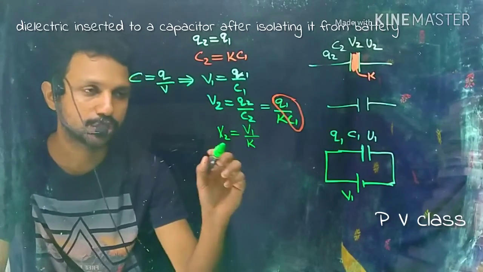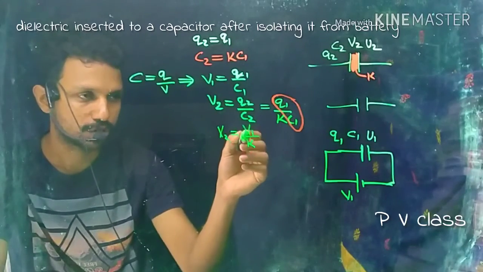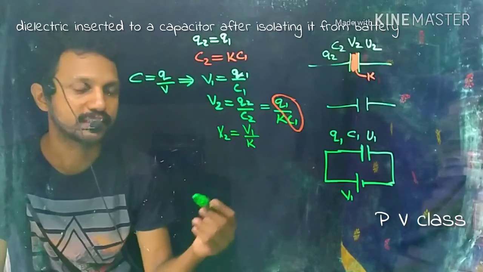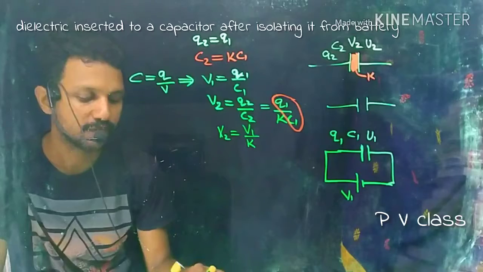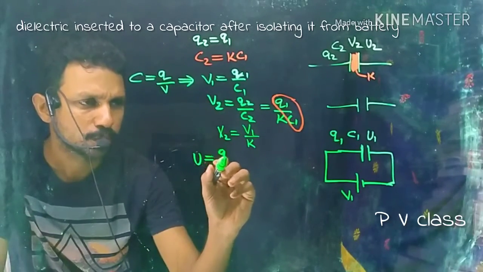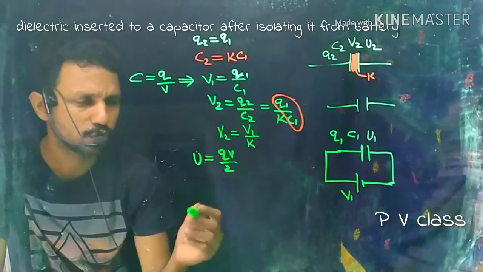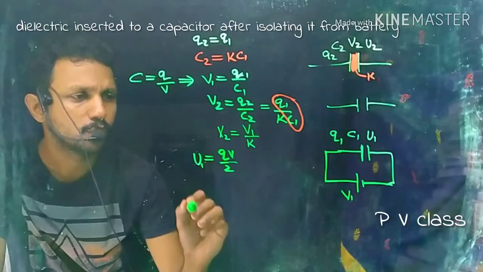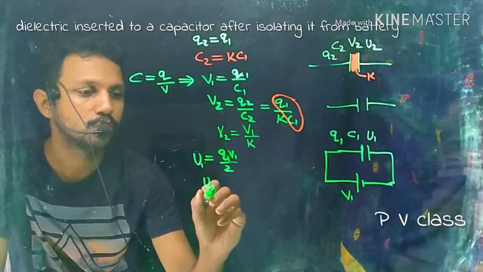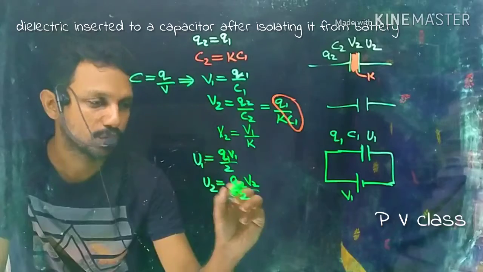In this case, the potential is not a constant. Potential will decrease by K times. The final potential is the initial potential divided by K. Next, we have to derive the expression for potential energy. As in the previous case, I am using U is equal to QV by 2. Therefore, in the initial case, U1 will be Q1 V1 by 2. Likewise, U2 will be Q2 V2 divided by 2.